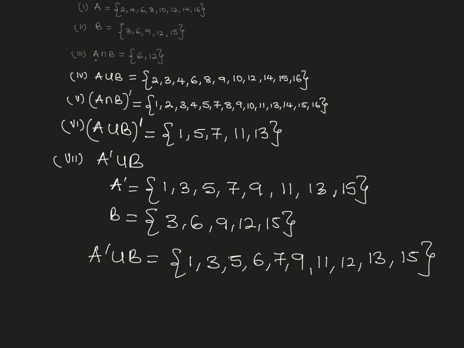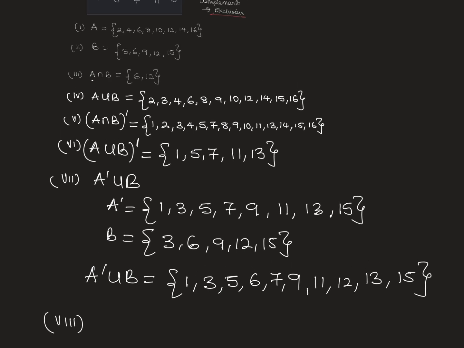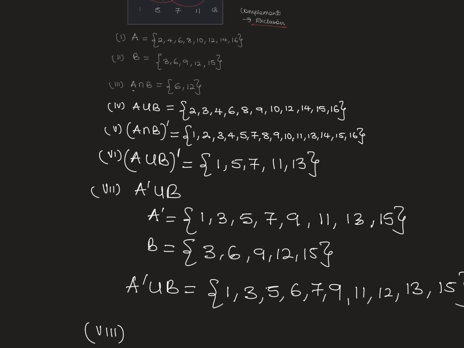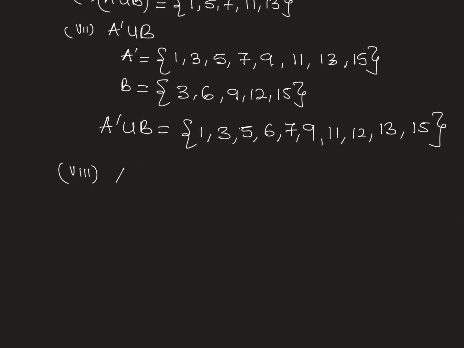First find members of A complement, then write down members of B. Since union means to join, then try to join the two. So that is A complement union B. Let's try to find the answer for question 8. Question 8 is A union B complement. So we're going to break this down.